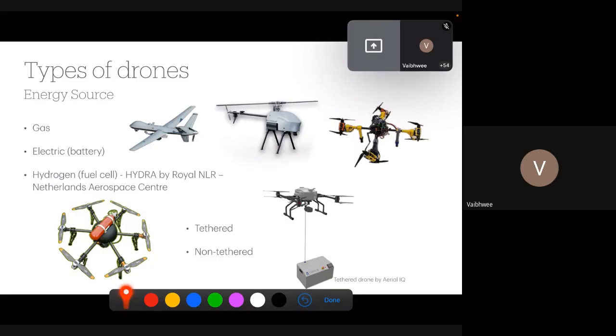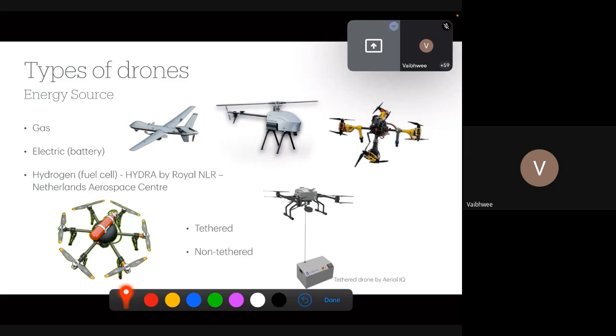Now these are examples where these drones basically carry their own source of energy with them. We classify such drones which carry their own source of energy as non-tethered drones. They are not tied to any source on the ground. Okay. Now the limitation of these, especially those which function on batteries, is their endurance.